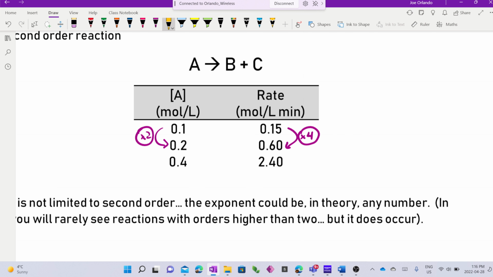That's right. And then look what happens here. What did I do this time? I made it 4 times bigger. And what happened when I made the concentration 4 times bigger? 16. Is that 16? Yeah, it is. Wow, good eye.